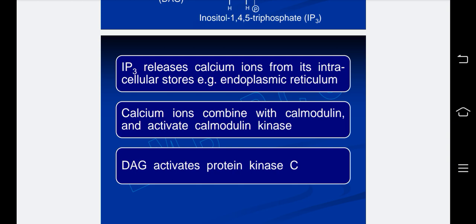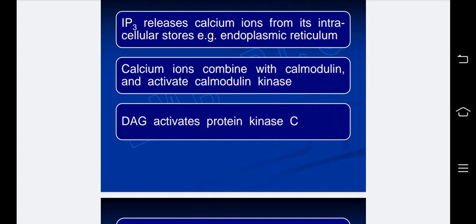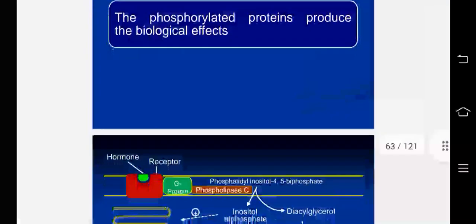Next, IP3 releases calcium ions from its intracellular store, the endoplasmic reticulum. Calcium ions combine with calmodulin and activate calmodulin kinase. DAG activates protein kinase C. So the activated calmodulin kinase and protein kinase C cause phosphorylation of some target proteins. The phosphorylated proteins produce the biological effect.